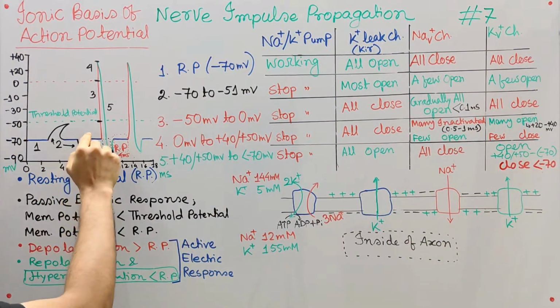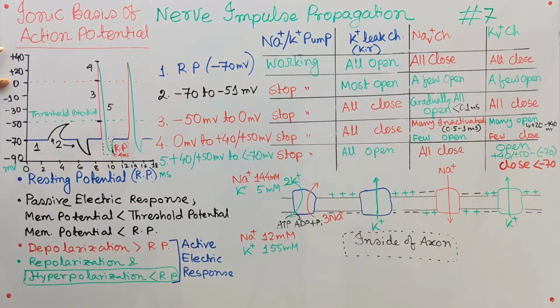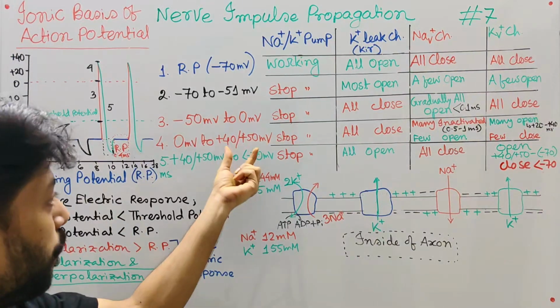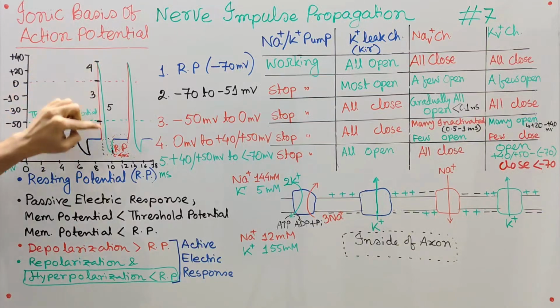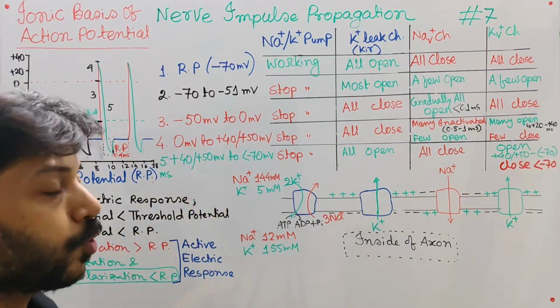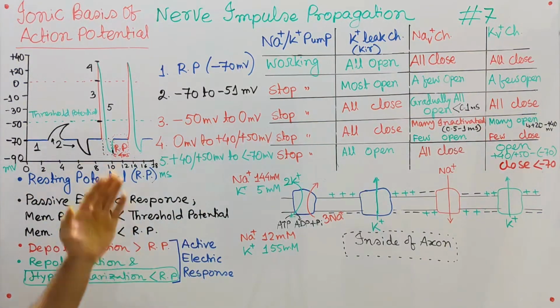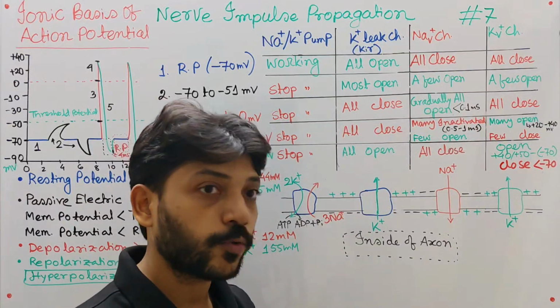And the third is from minus 50 to 0 millivolts. The fourth event is from 0 to plus 40 or plus 50 millivolts. This is the peak value of the action potential. And the final is the reversal of the membrane potential from plus 40 or plus 50 millivolts to less than minus 70 millivolts, that means the hyperpolarization. So in all these 5 different membrane potential ranges, what happens to the ions and ion channels?